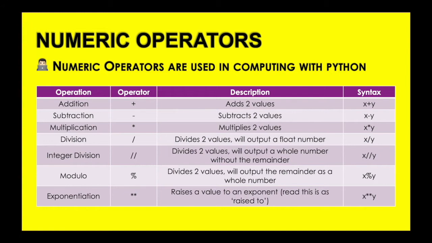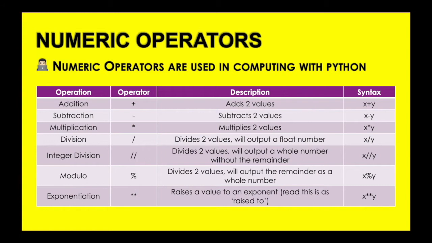For the next operation, it is the integer division, and the operator is double forward slash. Integer division divides two values, and the output is a whole number without the remainder. The syntax is x double forward slash y. If this is still not clear for you right now, don't worry, we will have an example for all of these operations later.